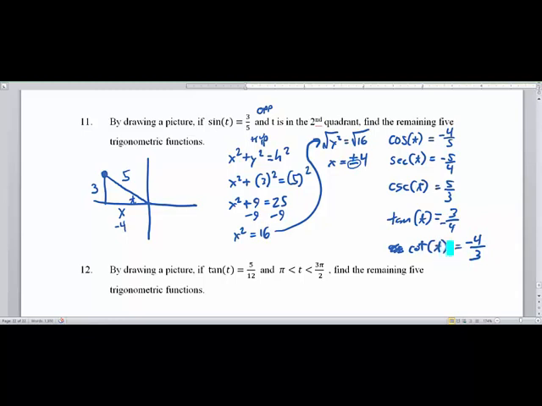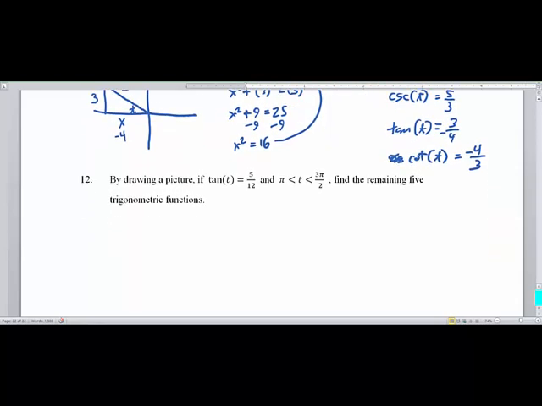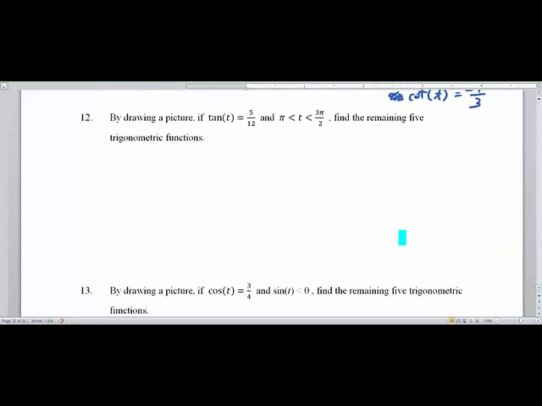Super. So that's problem number 11. And that was pretty nice and straightforward because we had a nice Pythagorean triple. Also, we had to be a little careful because we were in the second quadrant. Can't be too careful here. So now we're going to get to our next example.